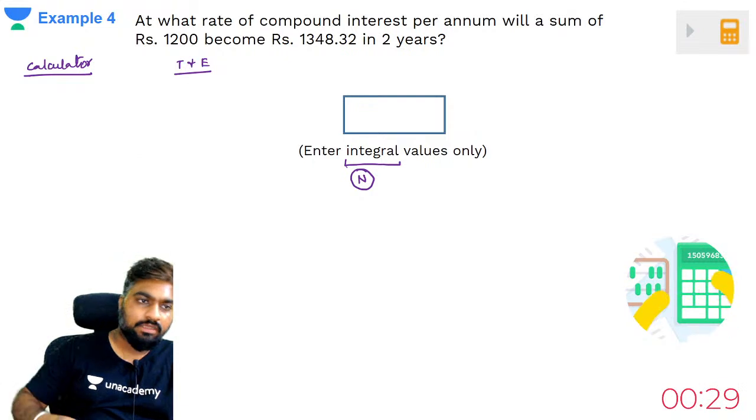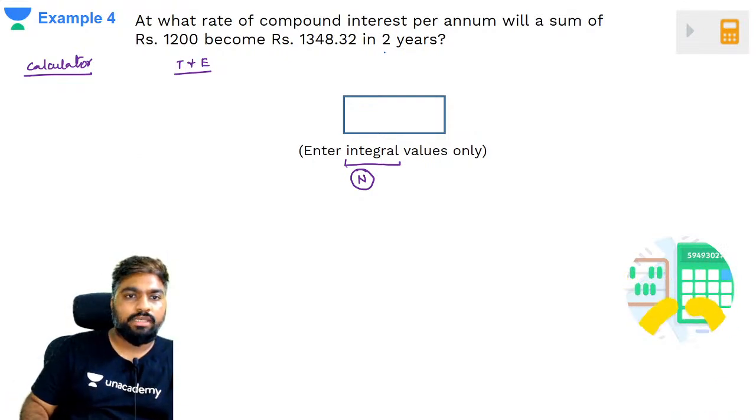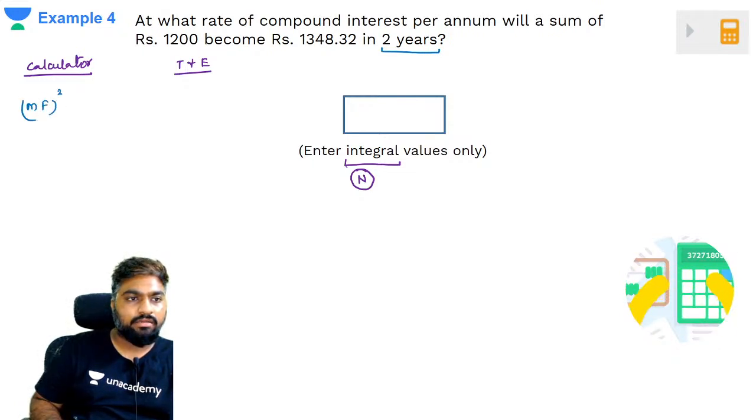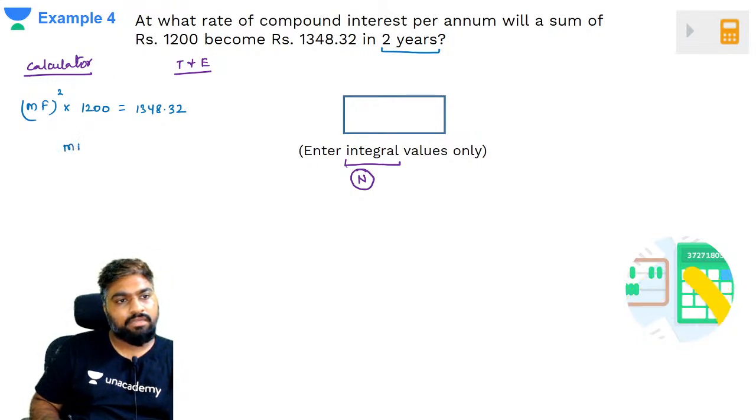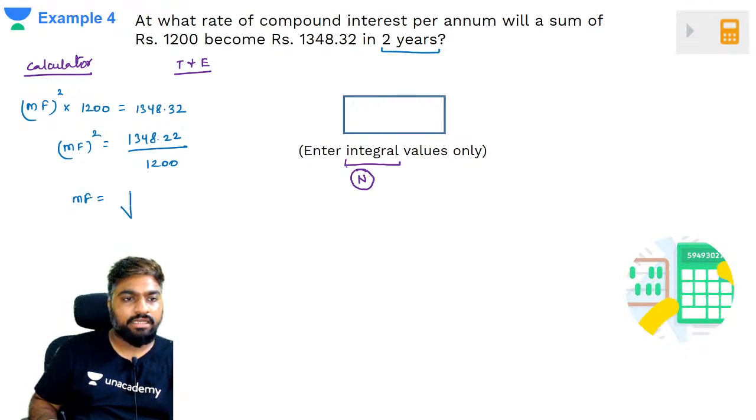ओके, देखो 2 इयर्स में क्या होता है, मल्टीप्लिकेशन फैक्टर का स्क्वायर हो जाता है, करेक्ट. व्हाट विल दिस बी? मल्टीप्लिकेशन फैक्टर स्क्वायर ऑफ द प्रिंसिपल 1200 रुपीज इज हाउ मच? 1348.32. यस, ये कैलकुलेटर से कैसे करना बता रहा हूं. तो मल्टीप्लिकेशन फैक्टर का स्क्वायर विल बी 1348.32 by 1200. और मल्टीप्लिकेशन फैक्टर अगर निकल गया तो रेट ऑफ इंटरेस्ट निकल जाएगा. सो स्क्वायर रूट ऑफ 1348.32 बाय 1200.